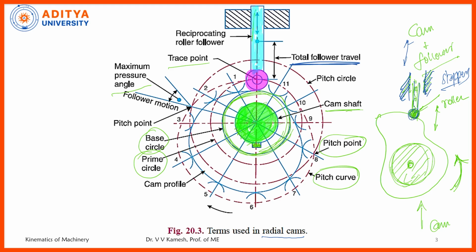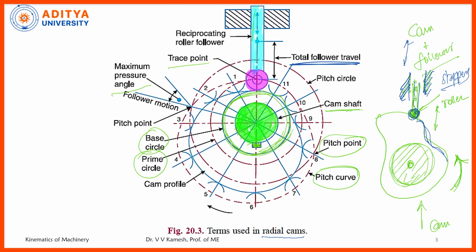Now, at this point, the roller will be here. Suppose the contour of the cam has some irregularities. Due to the irregularities, at one point of time the roller will be here, at another point of time the roller will be down, and at another point of time the roller will be up again.